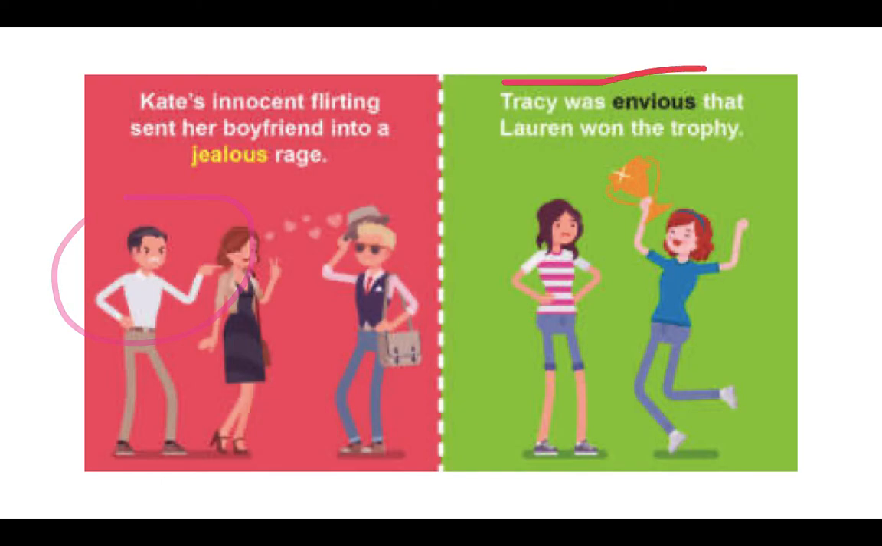Whereas in this case, Tracy was envious that Lauren won the trophy, right? So Lauren got something that Tracy doesn't have. She feels envious. In this case, this guy already has the girlfriend, right? So now he feels jealous. She doesn't have the trophy. She feels envious. So that's kind of the difference: something you already have and something you don't have.